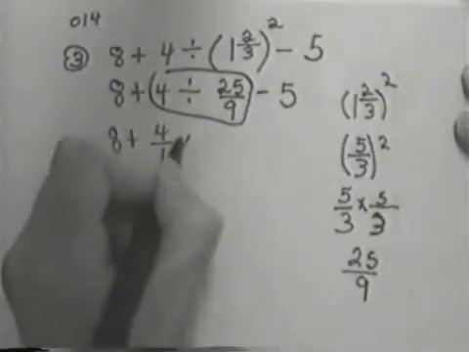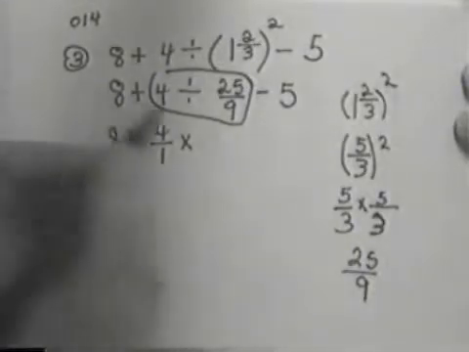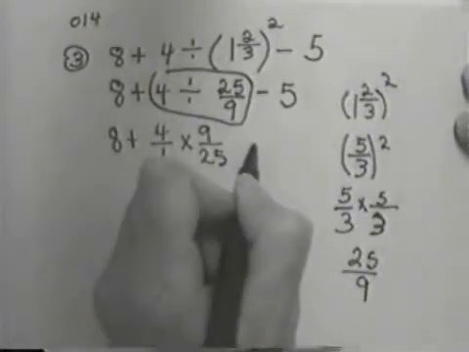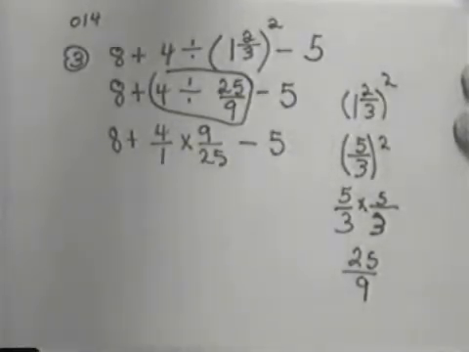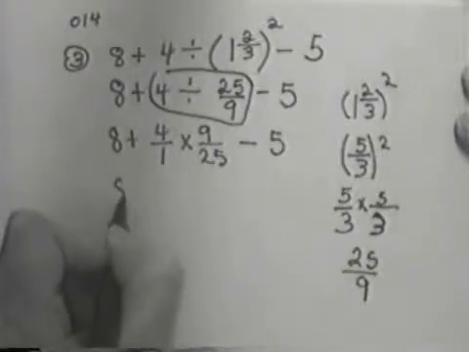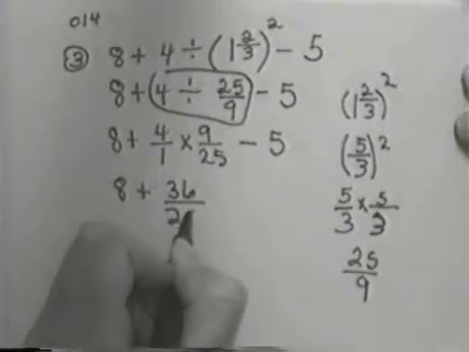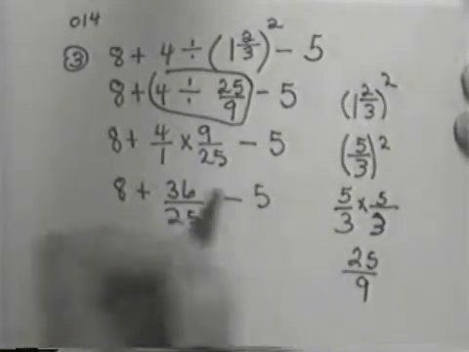I'd change my division to multiplying, and I'd invert my divisor, my second fraction, and make it 9/25, and then my minus 5 would still be here. Once I turned it into multiplying, I'd look and see if I could do any reducing. I don't see anything I can reduce, so I'd have 8 plus 36/25, because you multiply numerator by numerator and denominator by denominator, and then my minus 5.